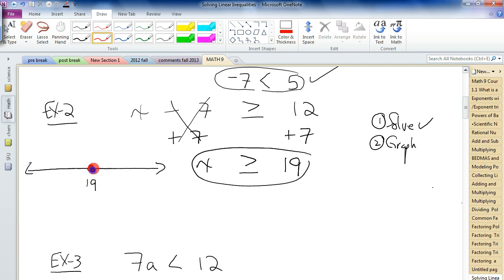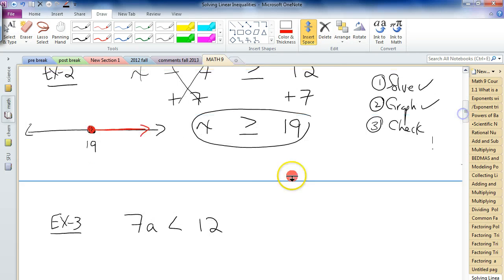So we would shade in the 19. I said I would do this in red. Shade in the 19, and anything greater than that, it could be 19 or greater, works. So there's the graphed inequality. That's all you've got to do. Graphing is done. Now let's check it. And when we check this, I'm going to need more space.